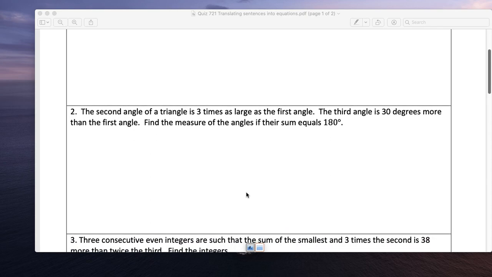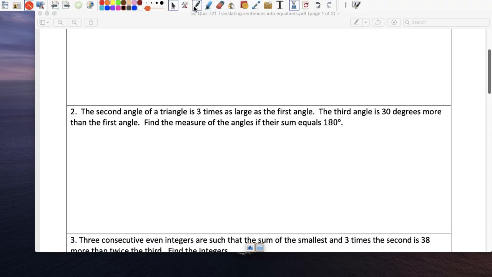Second problem: angles of a triangle. A triangle has 3 angles, right? So any triangle has 1, 2, 3 angles. Let's call them angle 1, angle 2, angle 3. The second angle is 3 times as large as the first angle. Do we know anything about the first angle? No, so we'll call that x. So the second angle is 3 times x.